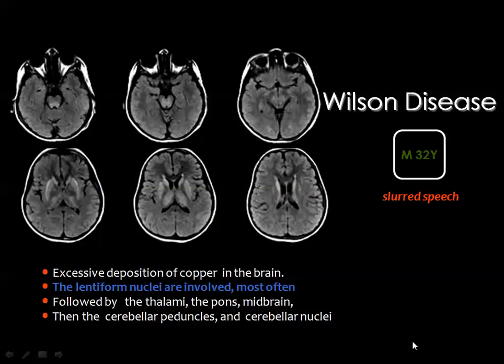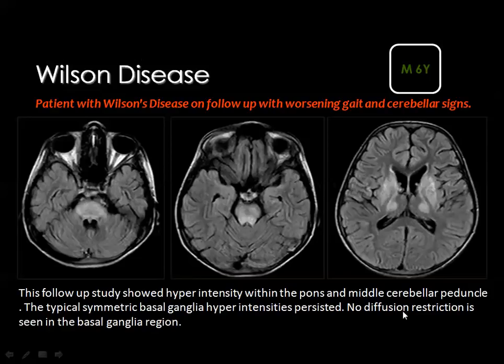The main imaging findings are affection of the basal ganglia and the brainstem. Here in this disease, the lentiform nuclei are involved most commonly, followed by the thalami, the pons, the midbrain, and then the cerebellar peduncles and the cerebellar nuclei. In this disease, you can see abnormal appearance of the basal ganglia in the form of high signal intensity in the T2 and the FLAIR, and low signal intensity in the T1 weighted images.